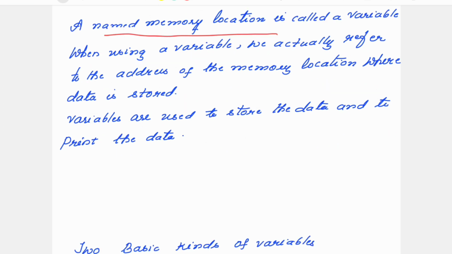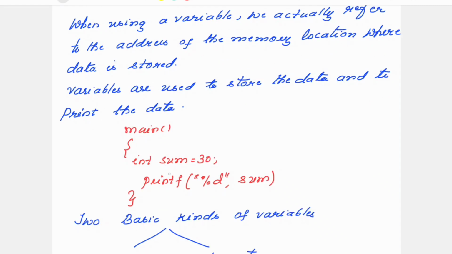So this particular line, a named memory location: whatever location in which the value of the variable is stored is getting a name, and that name is given because of the declaration in the program. Suppose you have a program, I'll just write a simple program here: main, int, I'm using one variable sum, and I'm initializing this value to some number 30, and I'll print this value. Okay, so this is one simple program I have written here.